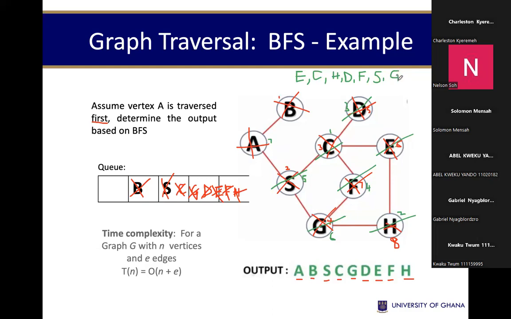Now remember, I still have notes in the queue, which is what? A. And A is adjacent to S and B. Because S is already marked, I'm going to go straight to B. And of course, I'm going to have A here.